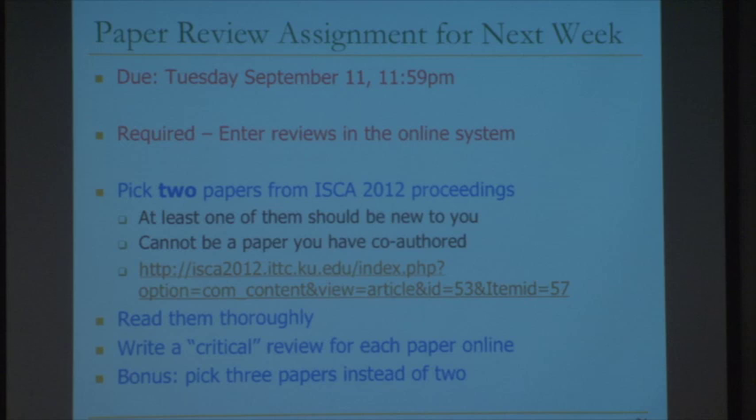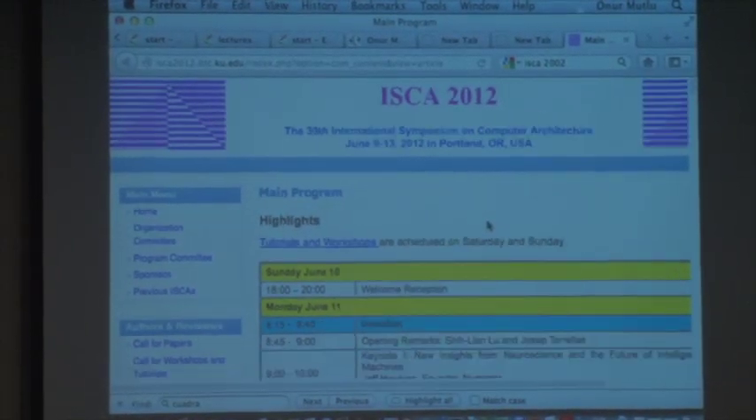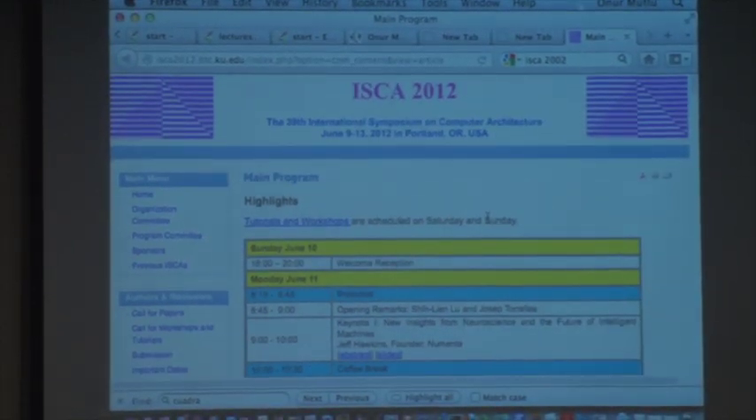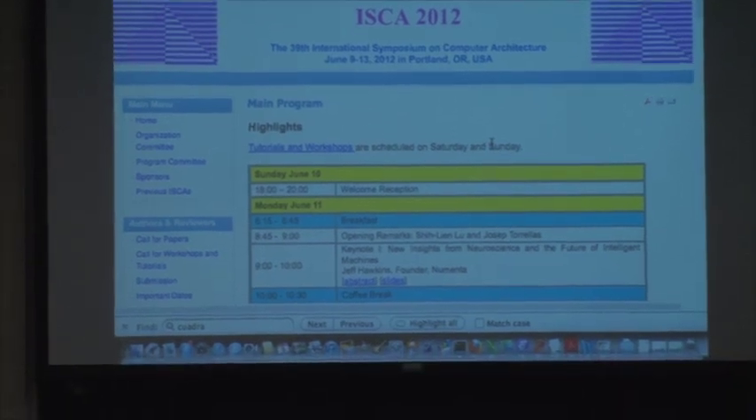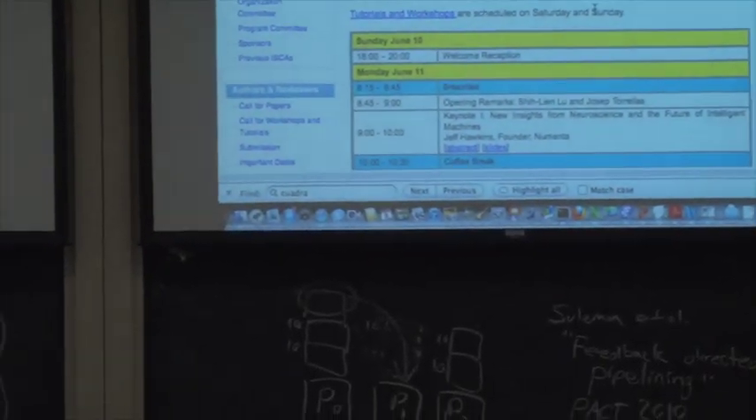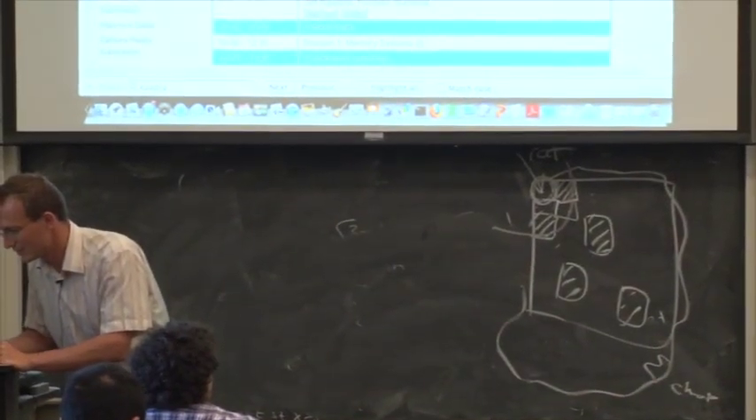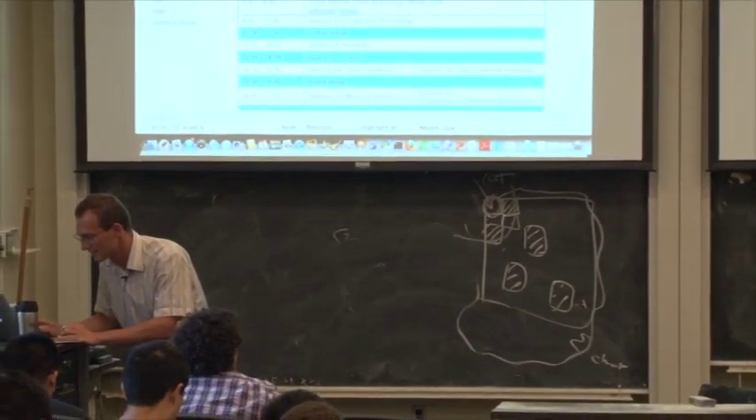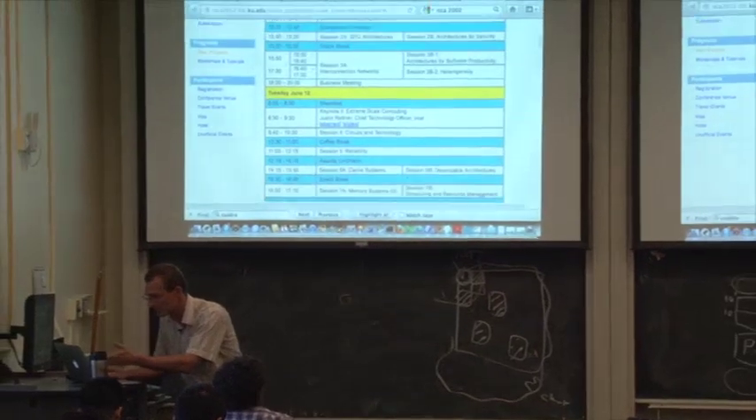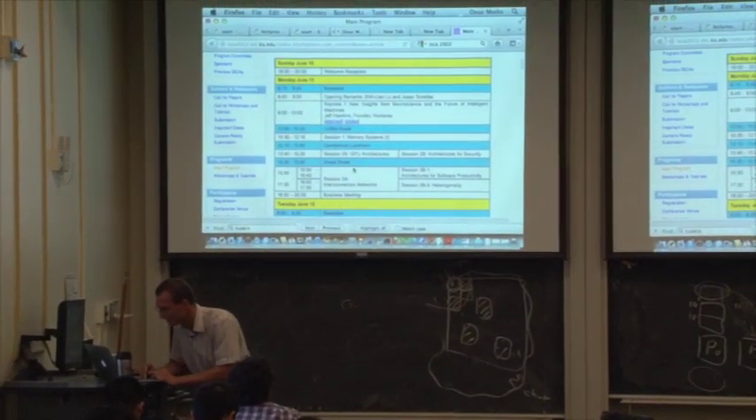The way I would advise you to go about doing this is basically take the ISCA program. I guess we could do it right now together, which is conveniently linked from here. There you go. For those of you who don't know, ISCA is one of the premier architecture conferences. It's an international symposium on computer architecture. And you could go through the papers that are published. You could even go through the sessions. Here you can see the sessions, right?